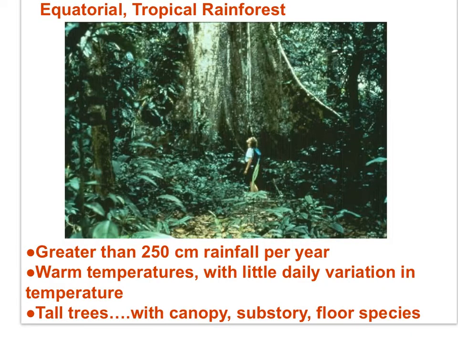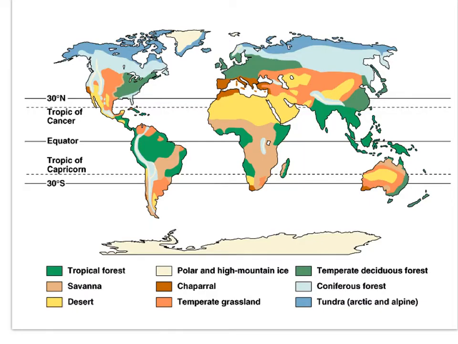Let's start with tropical forests, forests that are located near the equator. Their characteristics are they receive greater than 250 centimeters of rainfall per year. They have warm temperatures with little daily variation in temperature. They have tall trees, canopy, substory, and floor species. Tropical forests are located within the tropics, centered around the equator. The explanation for their distribution was provided in Part 6, which had its focus on the tricellular model of atmospheric circulation. Review Part 6 as need be.